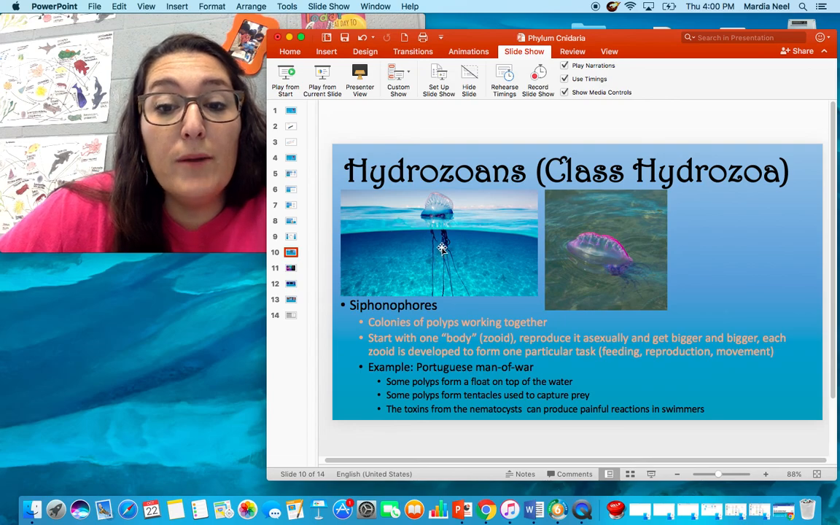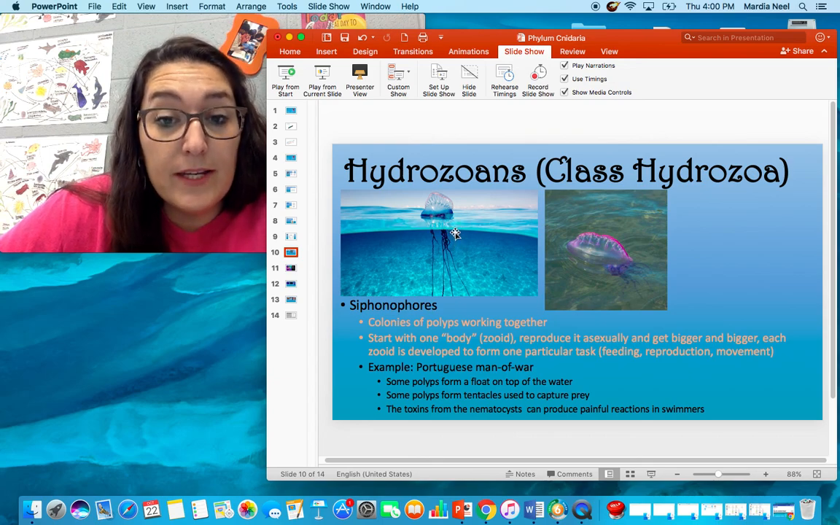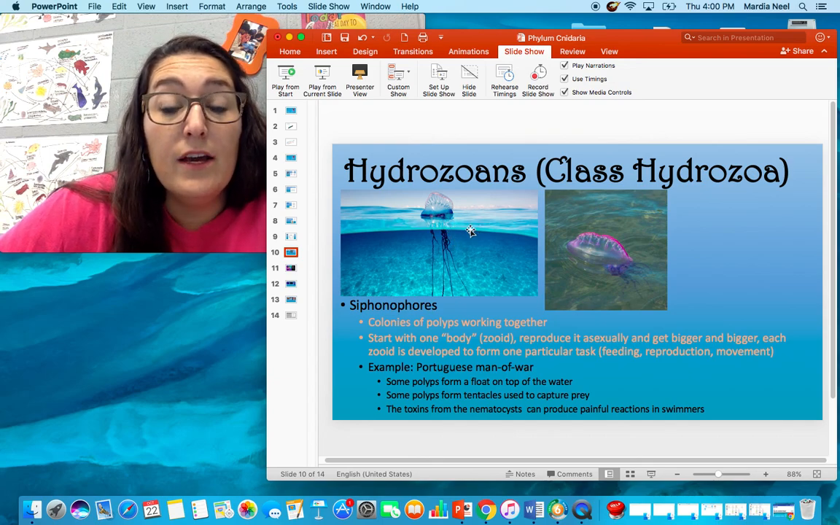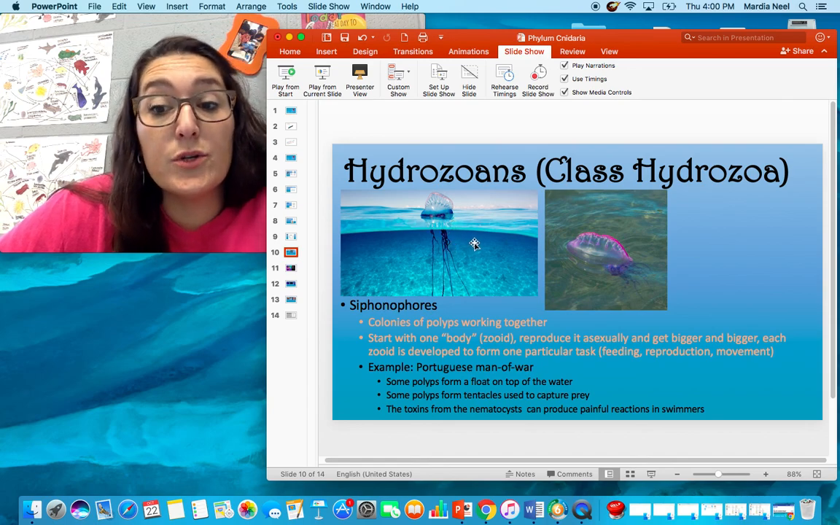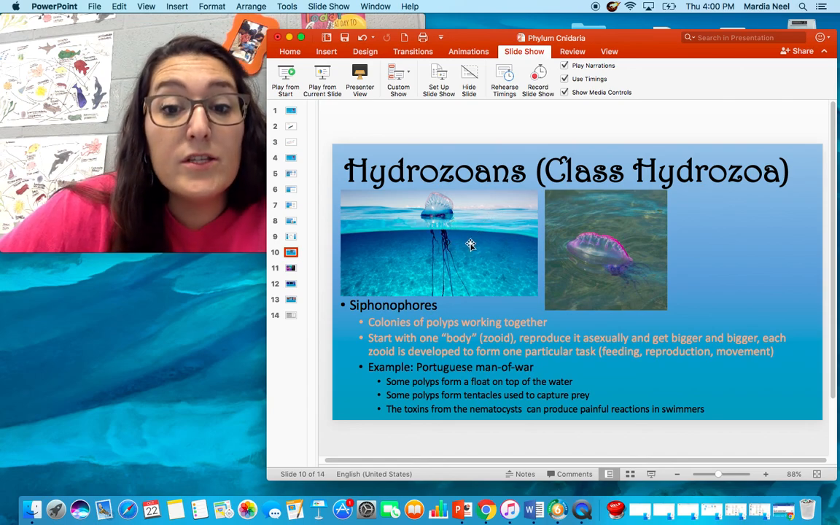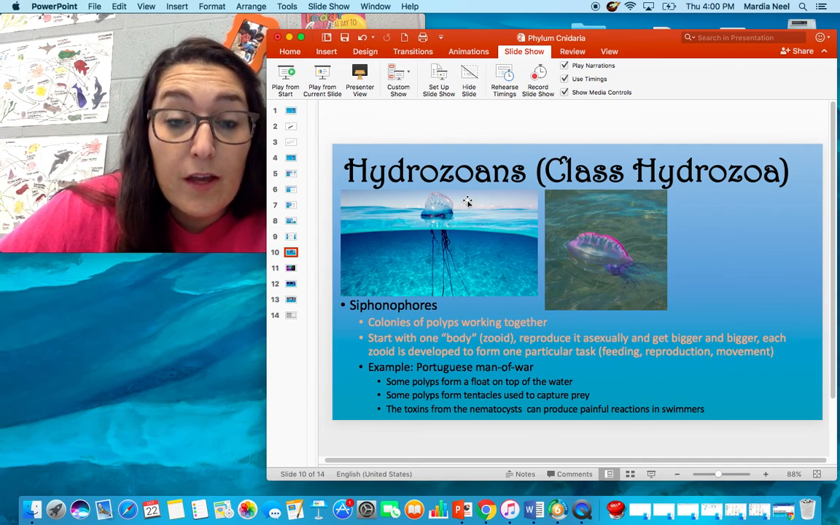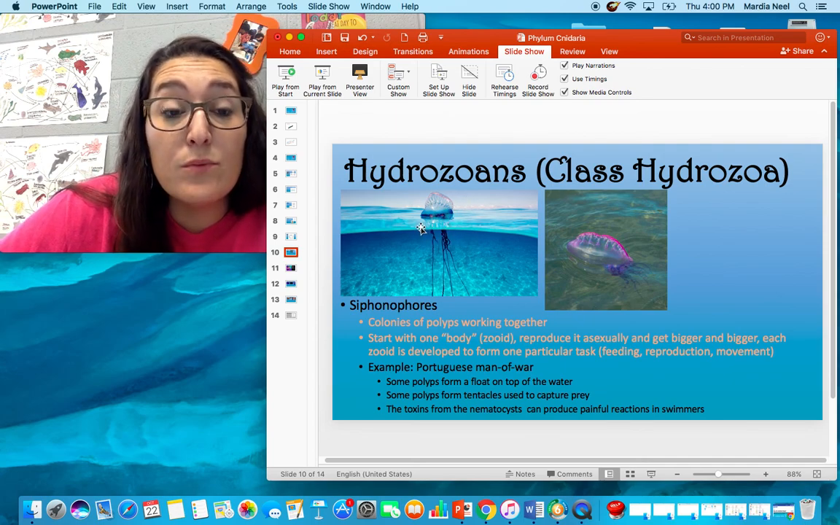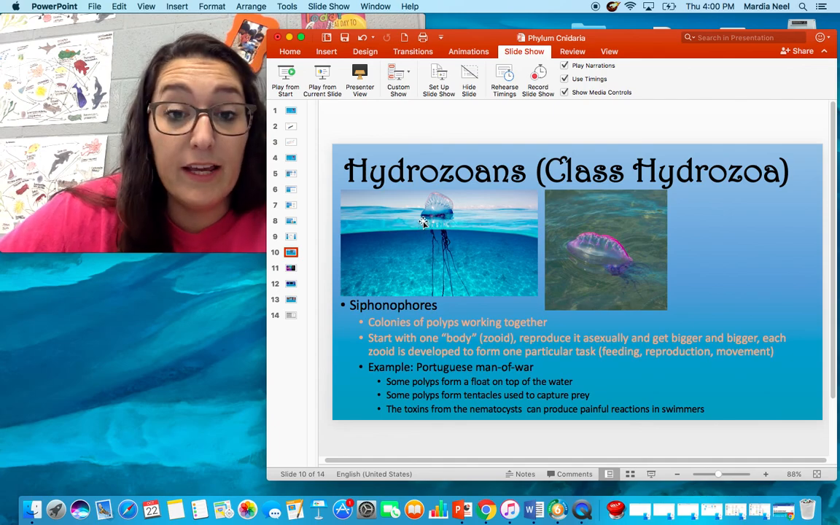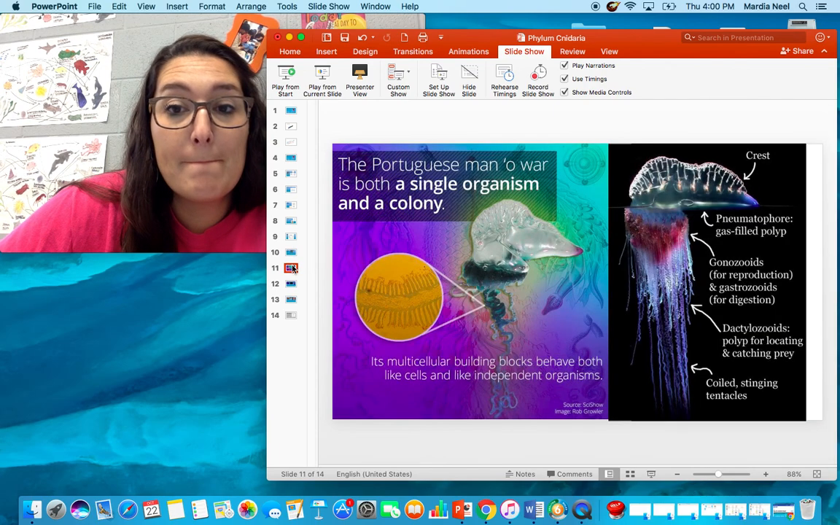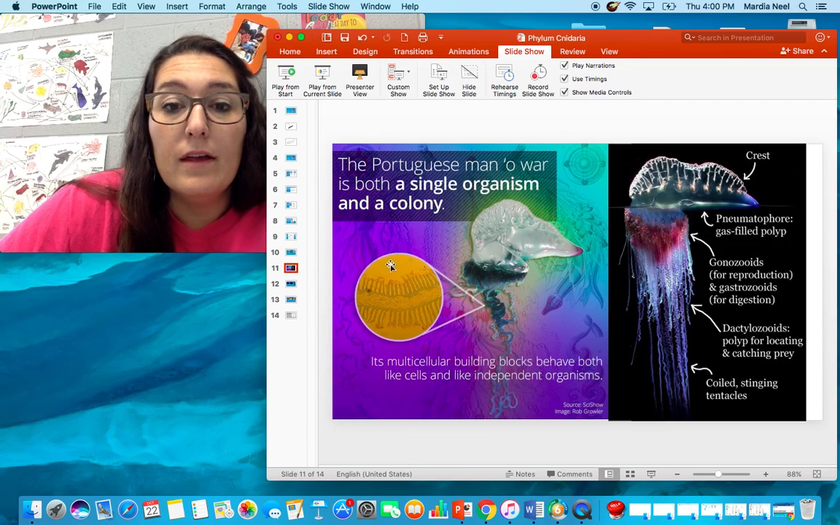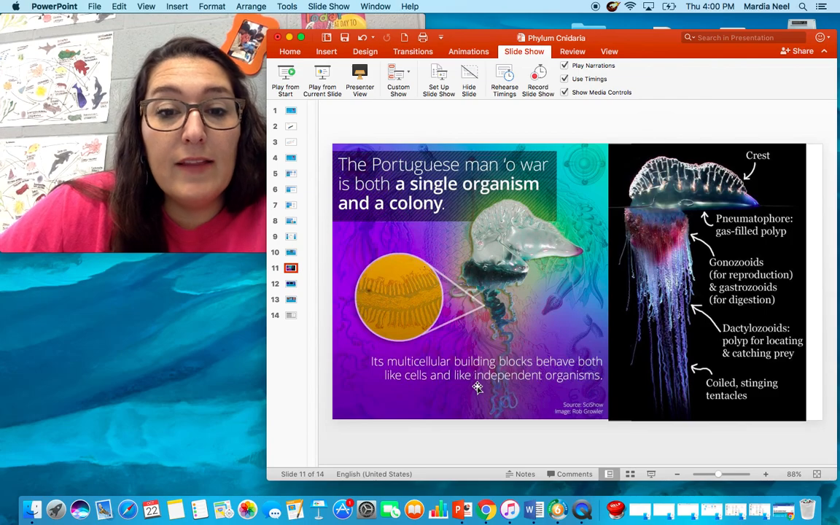So they start with one body or one polyp. It reproduces asexually and it gets bigger. And each zooid is developed to perform one particular task, whether that task is feeding, reproduction, or movement. So all of those polyps work together to form one Portuguese man-of-war. So what we see as one is actually an entire colony of polyps. Its multicellular building blocks behave like cells and like independent organisms.